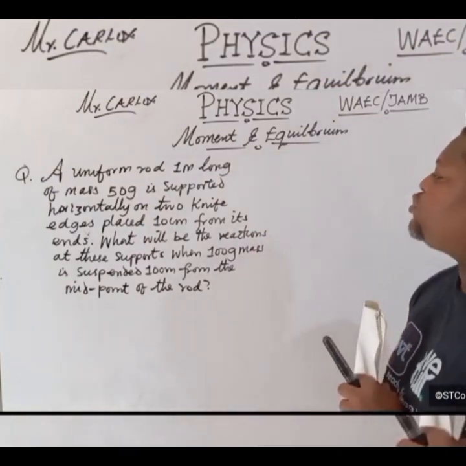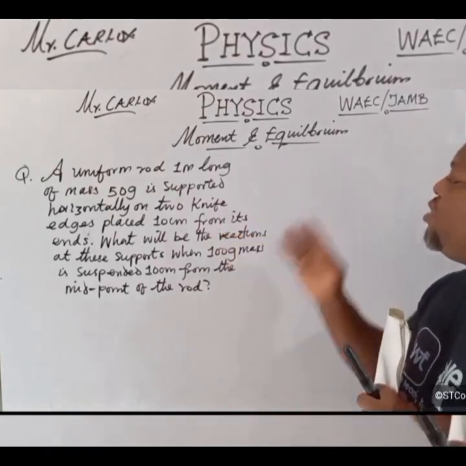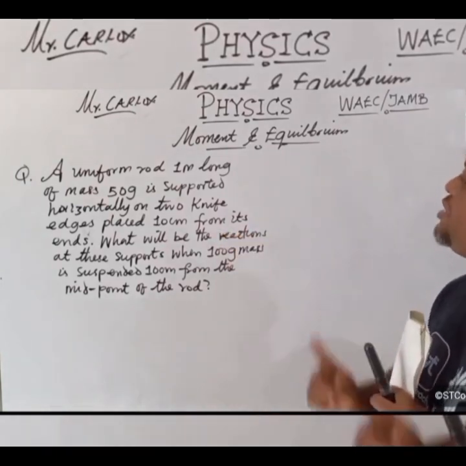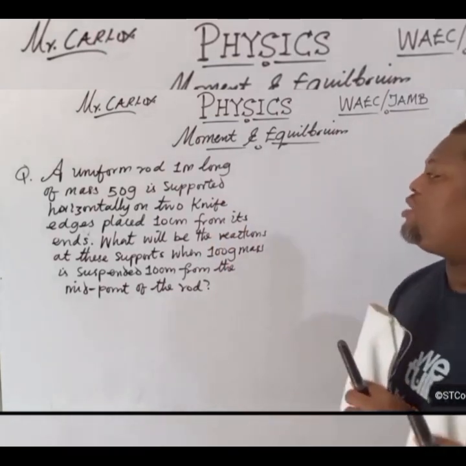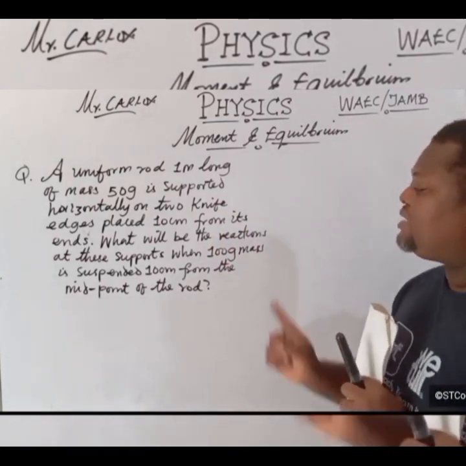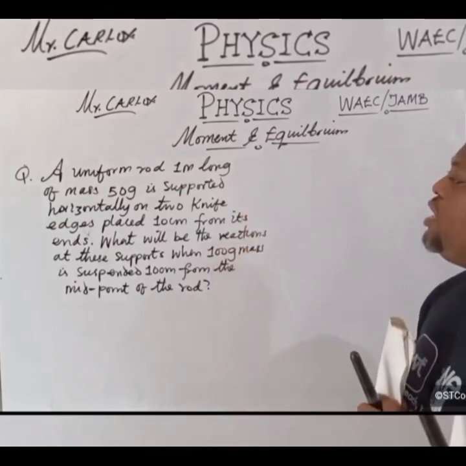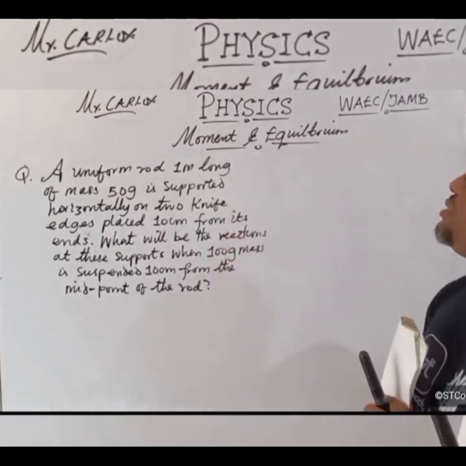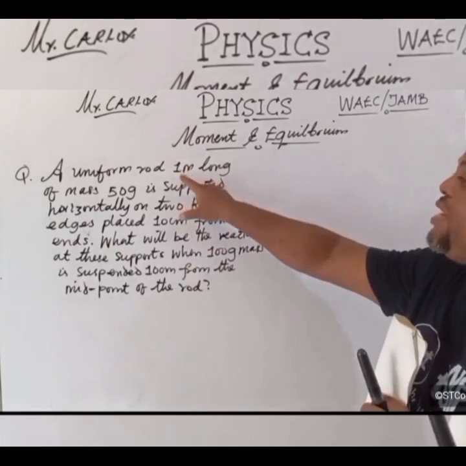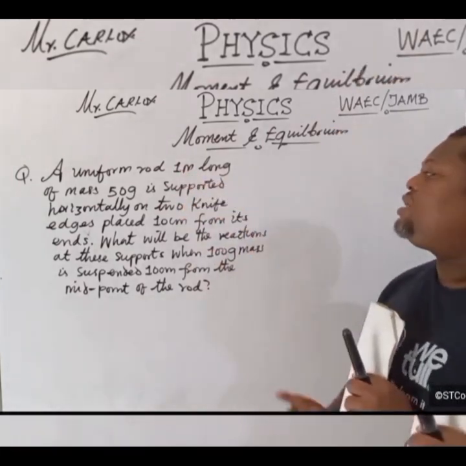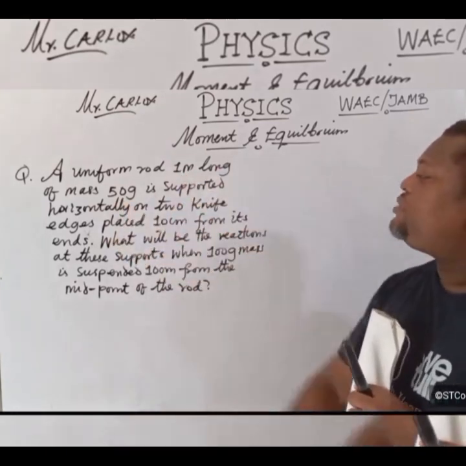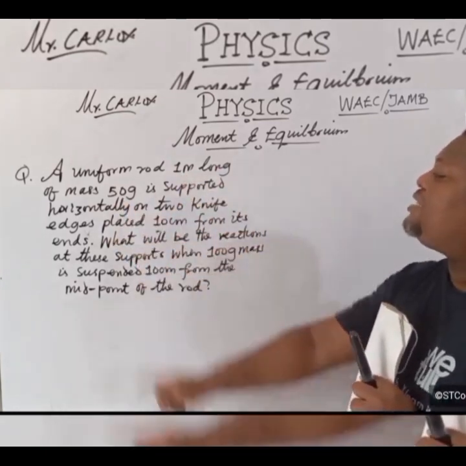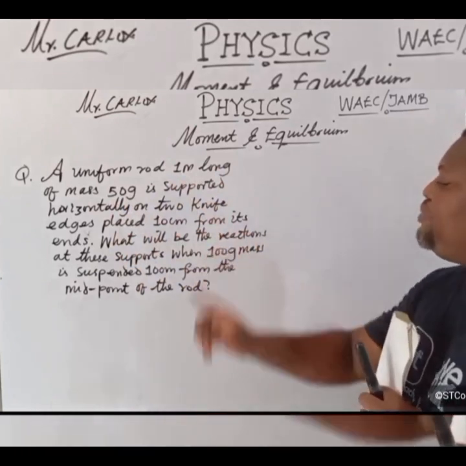So let's see how to resolve these questions with ease, owing to the fact that moment is a vector quantity, and moment is the product of a force times a perpendicular distance, hence has a direction. Let's try this question. We are told that a uniform rod 1 meter, this term means 100 centimeters. Whenever you hear the word 1 meter, it is 100 centimeters.